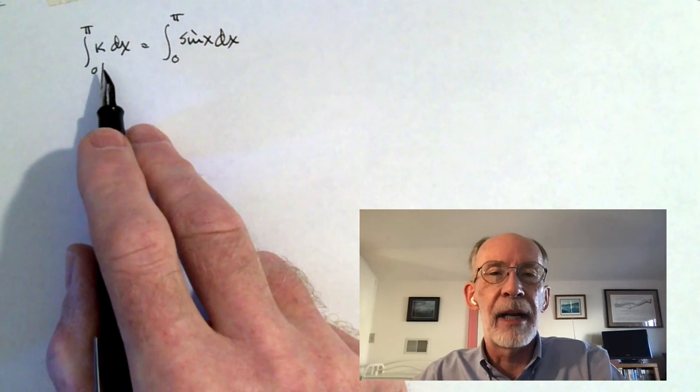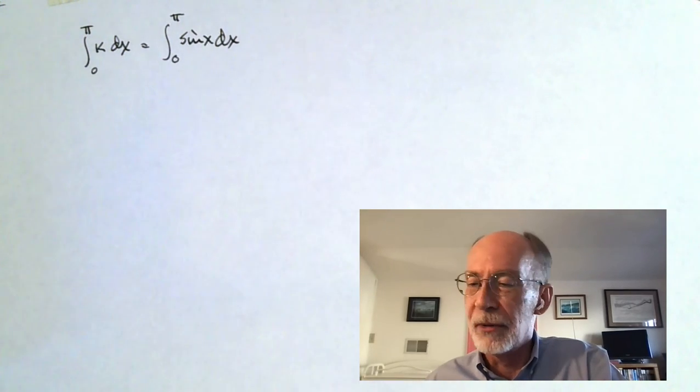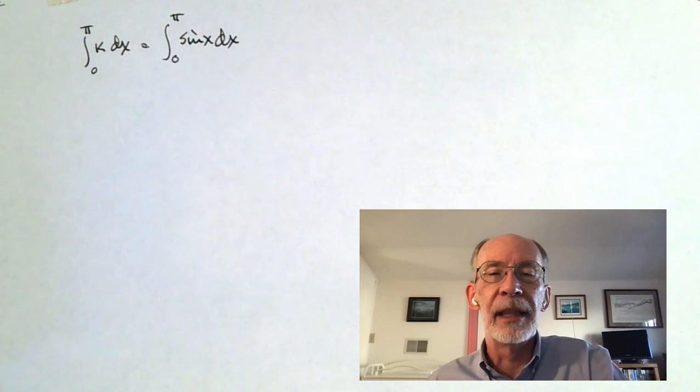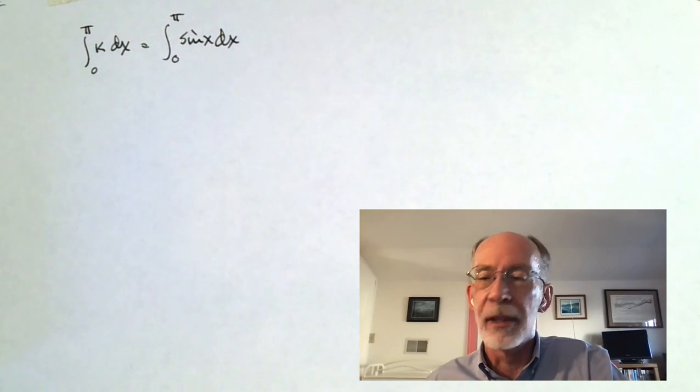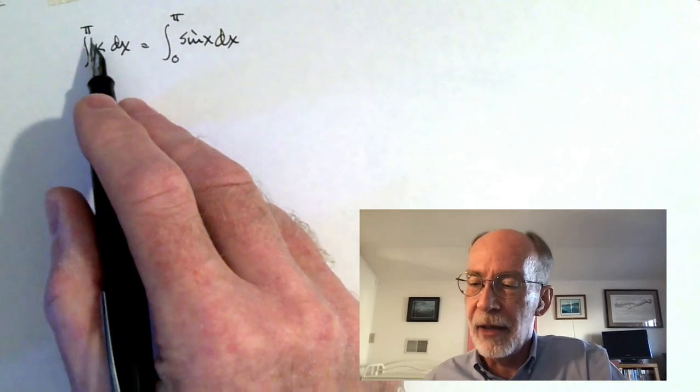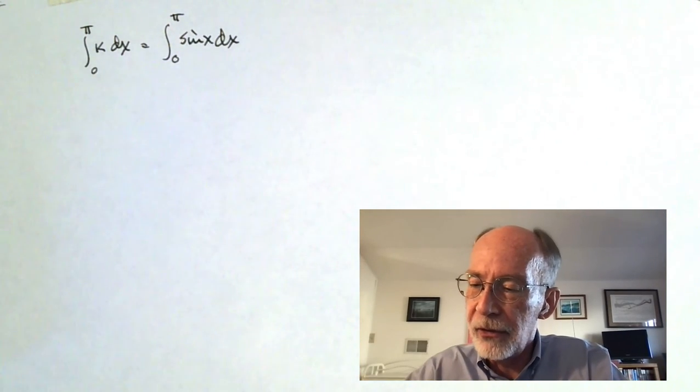Now, this is just a rectangle, right? I really didn't need to go to all the fuss of writing an integral, but just to show that ultimately this is what we're doing, and we're equating two integrals. This is just the rectangle with a height of k and a width of pi minus 0. So this is k pi.